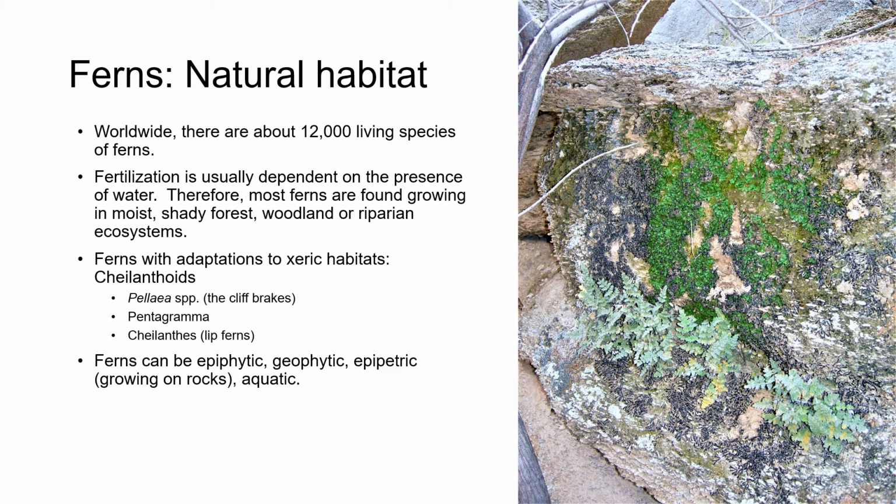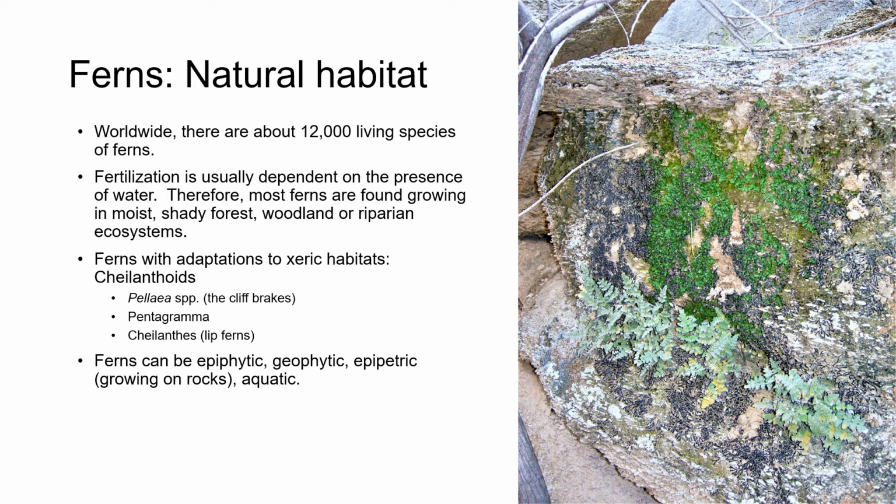Worldwide, there are about 12,000 living species of ferns. Because successful reproduction is usually dependent on the presence of water, most ferns are found growing in moist, shady, forest, woodland, or riparian ecosystems. But there are ferns with adaptations to xeric habitats, such as species of Pellaea, the cliff brakes, Pentagramma, and Cheilanthes, the lip ferns. Ferns can also be found growing in a range of different substrates.